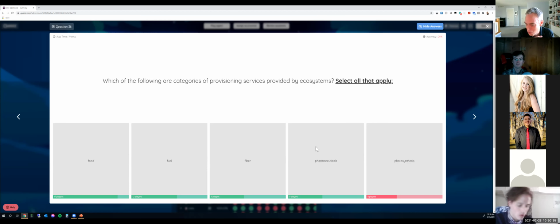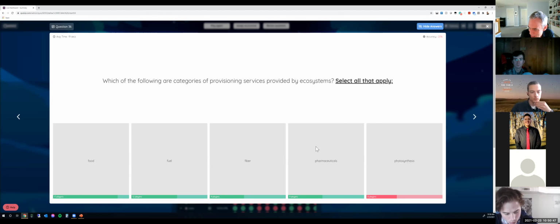Photosynthesis is not. What is photosynthesis an example of? Supporting. Supporting, correct. Because that is something that we don't get a direct benefit from, but it is an essential process that supports the other ecosystem services.